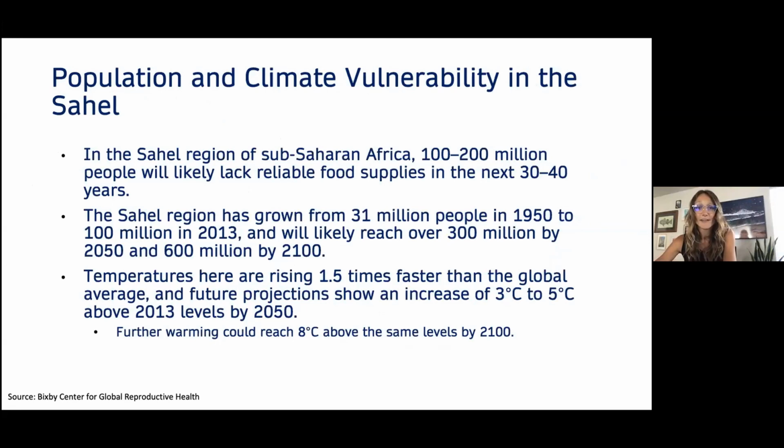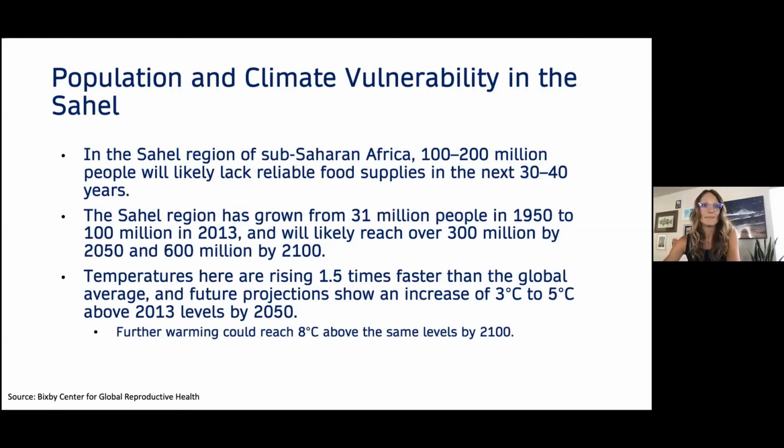And the Sahel region has grown from 31 million people in 1950 and is projected to grow to 600 million people by 2100. So it's one of the fastest growing, I think it is actually the fastest growing place on the planet in terms of a region. And temperatures here are rising 1.5 times faster than the global average. And future projections show an increase of 3 degrees Celsius to 5 degrees Celsius above 2013 levels by 2050.